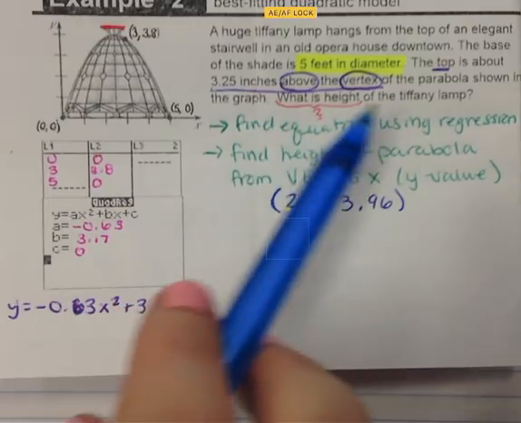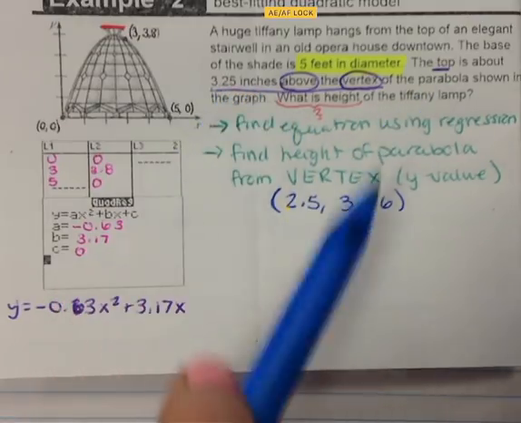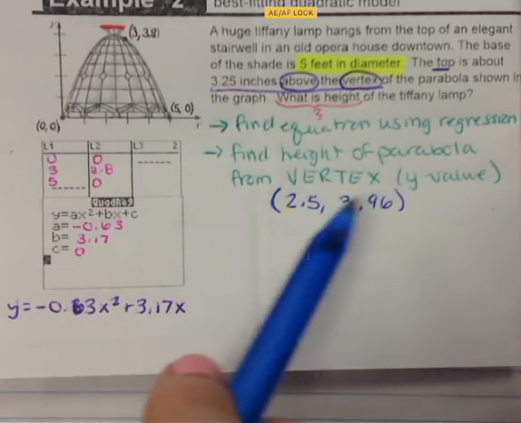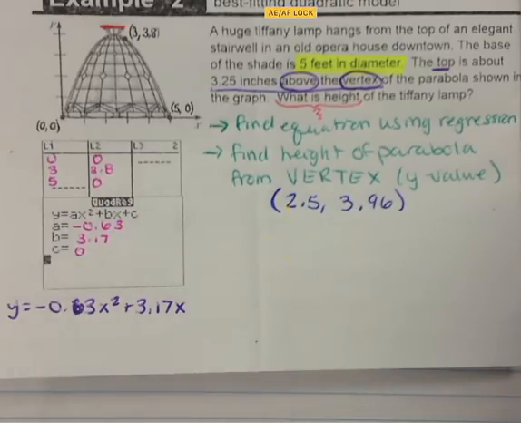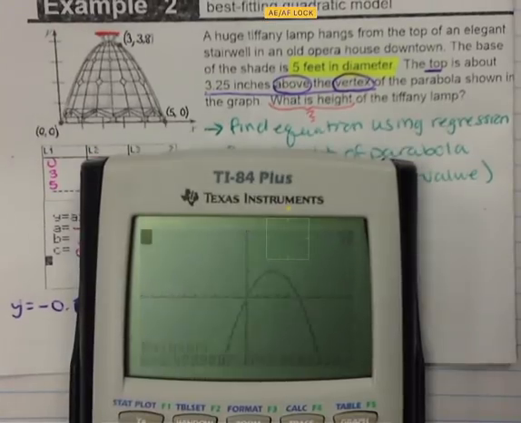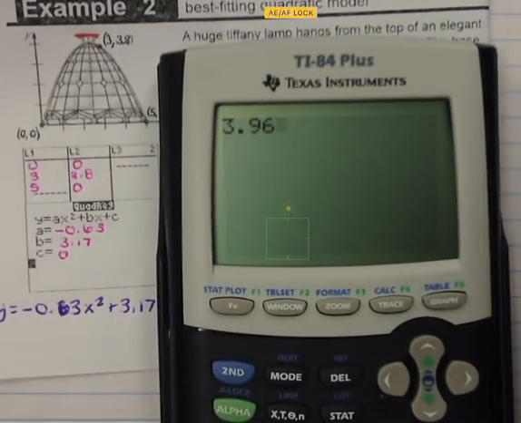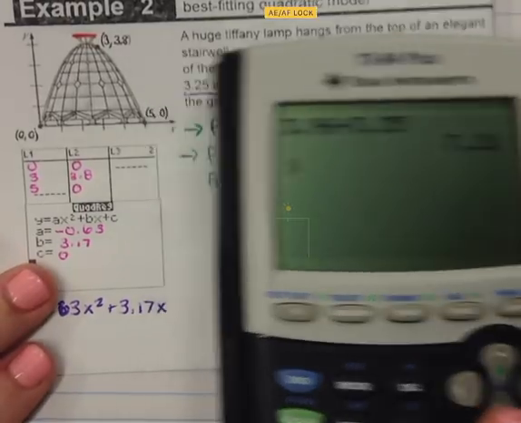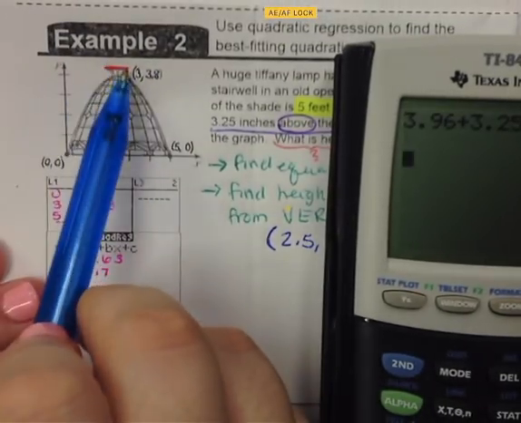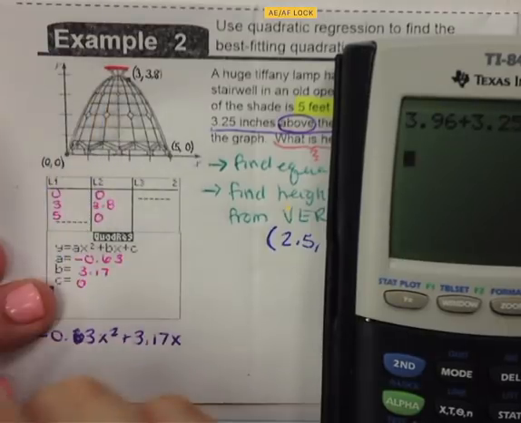So the top is about 3 1/4 inches above that y value. So I'm going to get out of that, and take my 3 and 96 hundredths. I'm going to add that 3 and 25 hundredths. I get 7 and 21 hundredths. Now, is that the correct height of our Tiffany lamp? Does this make sense is really the question.